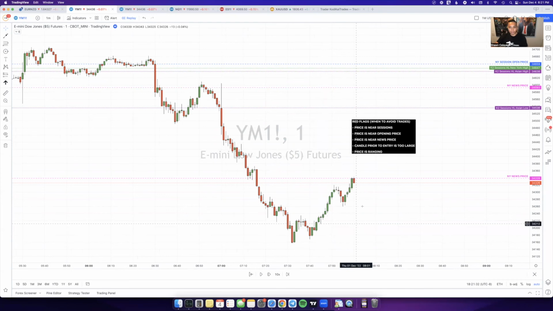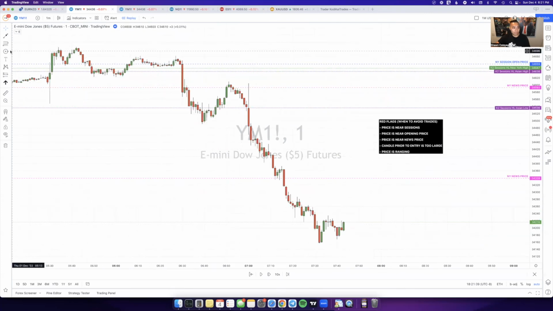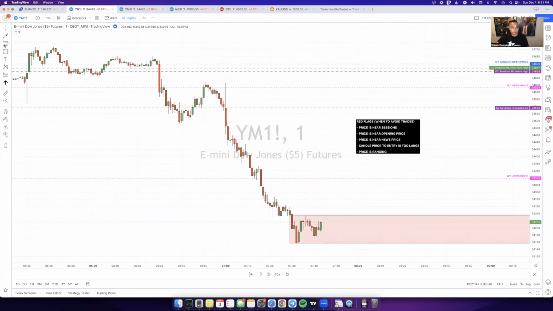Lastly, when price is ranging, this one's pretty obvious. As you can see right here, I'll just replay it again. Price was ranging here for a bit. You want to avoid trades when price is ranging like this, because there's a lot of uncertainty. When price starts to range like this, price can go either way, right? Price will either correct back down and continue dropping, or price can shoot up. So if you're taking a trade here, you're really taking a gamble, just like with the other red flags, because price can go either direction. You can get lucky and price will shoot up, or you can get unlucky, price will shoot down. Vice versa, if you take a sell here, you can get lucky or unlucky, whether price shoots in your direction or not.